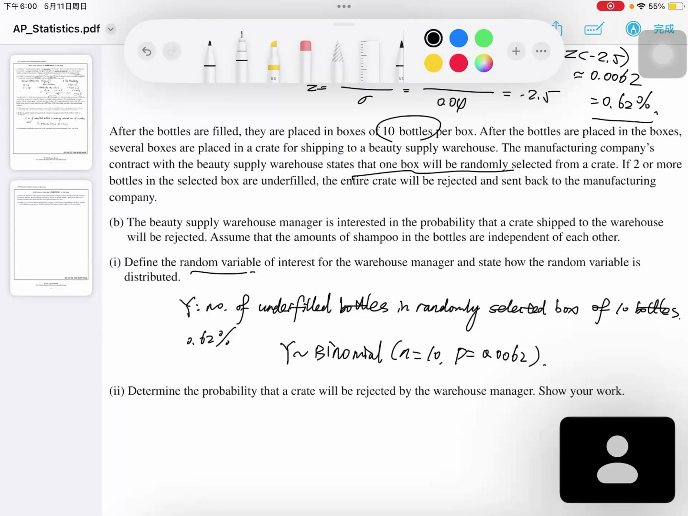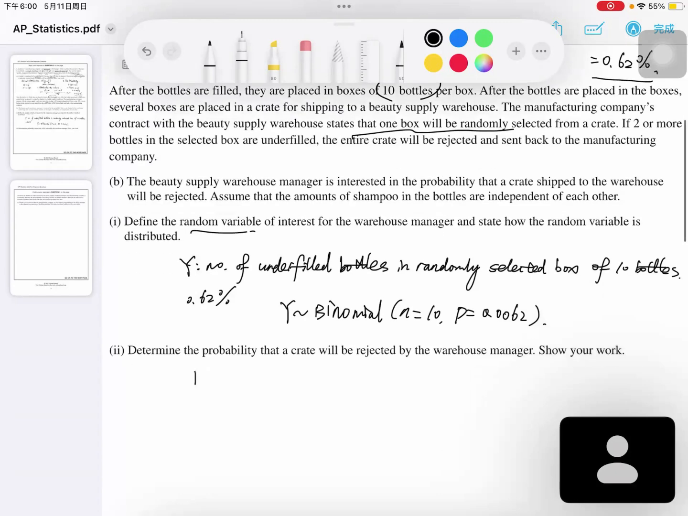And question 2, the probability that a crate will be rejected. The given information is that from part A, the probability that a single bottle is underfilled is 0.0062, and it follows a binomial distribution. So our objective is to find the probability that the crate is rejected, that is, P(Y greater than or equal to 2).